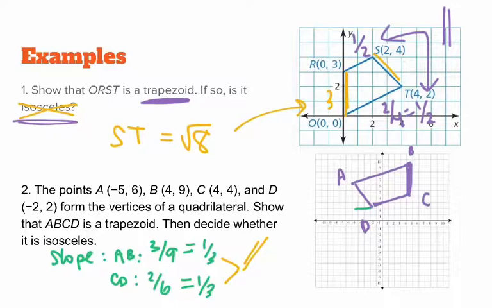Now, not the best drawing, I know, but BC over here, we can just count the squares. Nice and handy that it's right on the lines. It has a length of 5. If we do the distance formula, we'd end up with 3 squared plus 6 squared, square root of that, which is the square root of 25. Well, the square root of 25 is 5. So yes, it is an isosceles trapezoid.